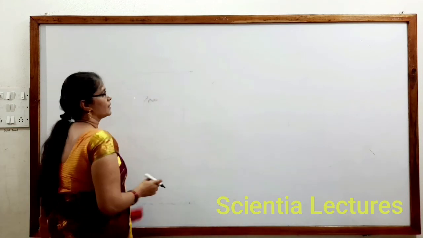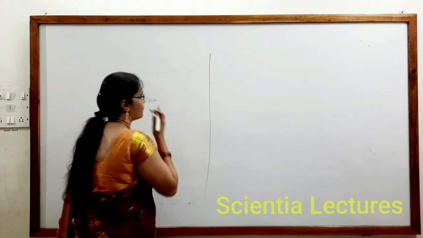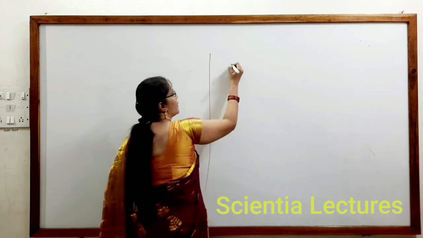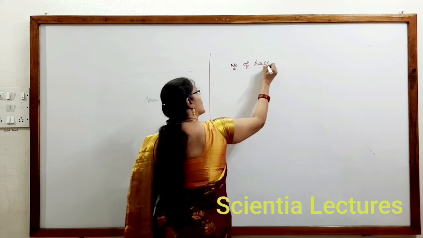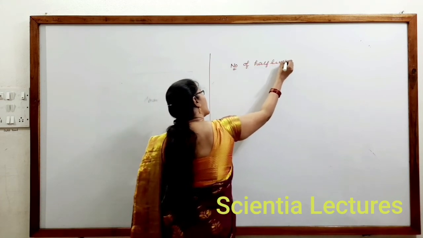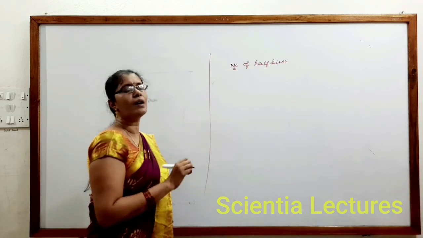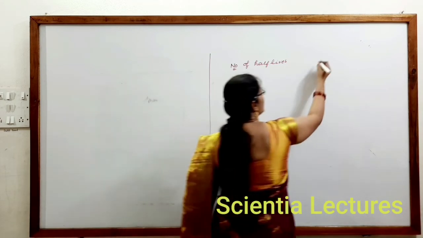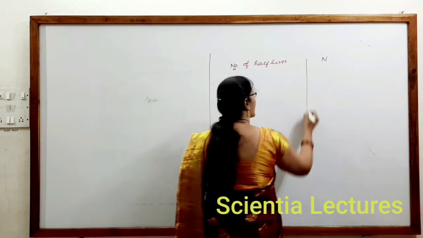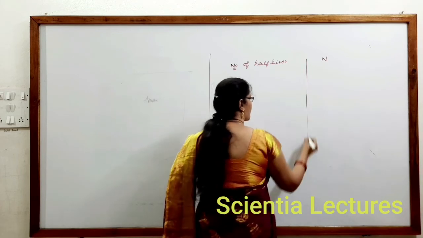Now next, let us check half-lives based on the number of half-lives. We know already what is meant by half-life time. Half-life time means the time taken for half of the reaction to be completed. What is the remaining number of radioactive elements? From this we will check that.